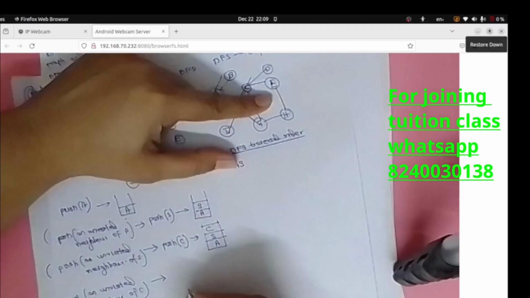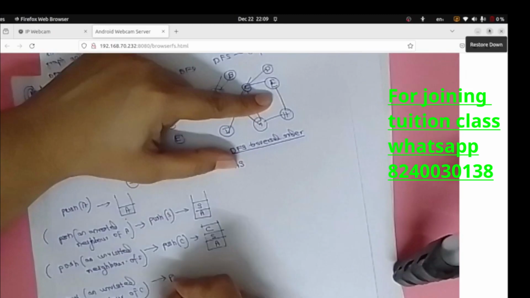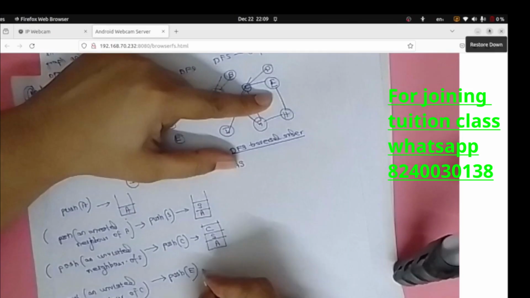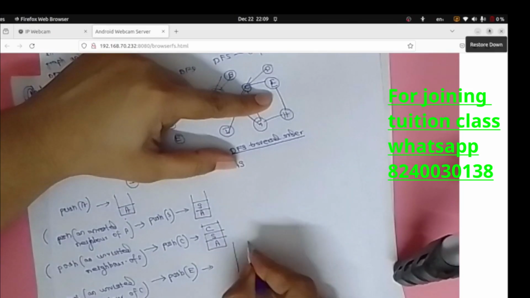So what we are doing, we are doing a push operation, and it is E. So what will be the changes in the content of the stack? Previously the stack was this, now the content of the stack is this.